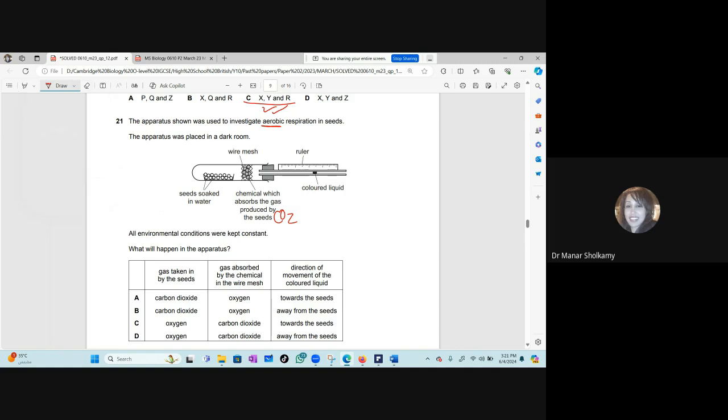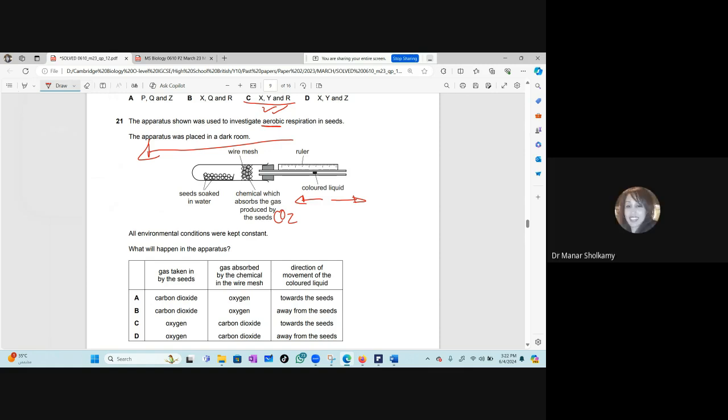And there is a colored liquid, okay? All environmental conditions were kept constant. What will happen in the apparatus? Now, before I look at the question, this colored liquid will move in which direction? In or out, and why? This question is common, by the way. In. Yes, in. Okay, now explain why in. Why will the colored liquid move in this direction? As the carbon dioxide is being absorbed.